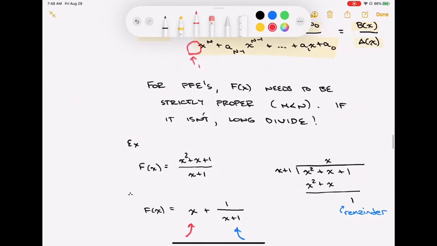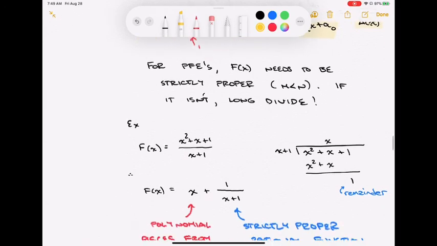For partial fraction expansions then, f of x needs to be strictly proper. That means that m, the order of the numerator, needs to be less than the order of the denominator. If it isn't, you usually do some sort of long division as one way of handling it. So let's quickly show what a long division looks like.